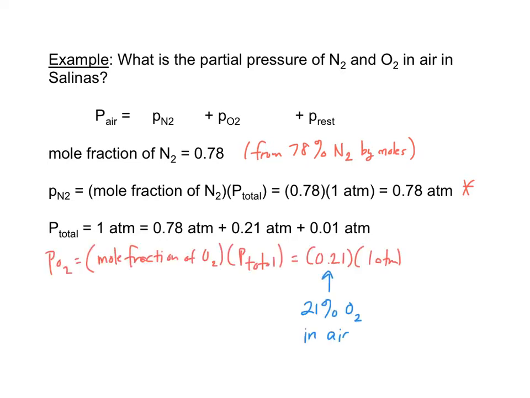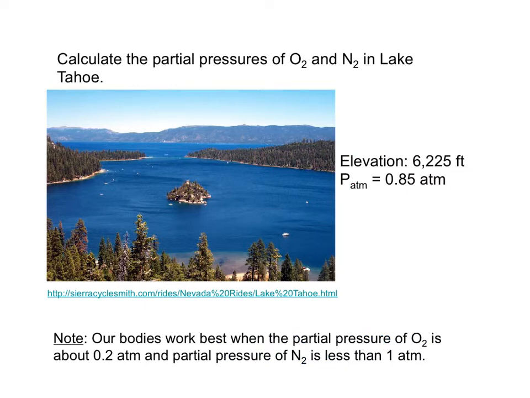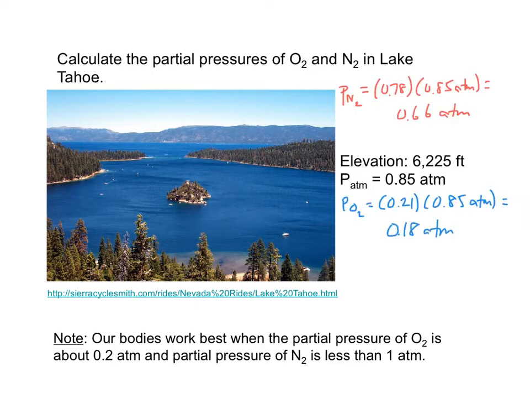And the answer is... Does the partial pressure of O2 and N2 change when we go to Lake Tahoe? Stop the video and calculate the partial pressures. Note that the atmospheric pressure in Tahoe is 0.85 atmospheres, which is lower than Salinas. And the answers are... Our bodies work best when the partial pressure of O2 is about 0.2 atmospheres, so when we go to higher elevation, we've got to acclimate our bodies.